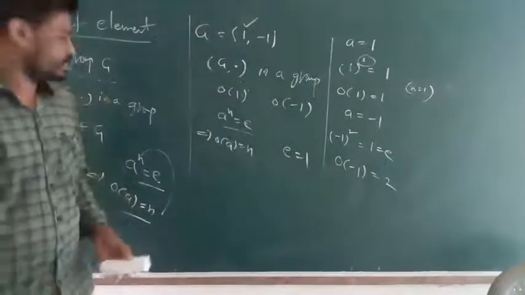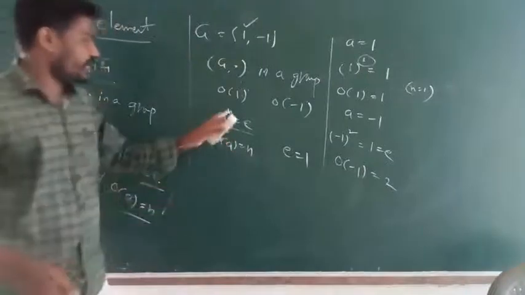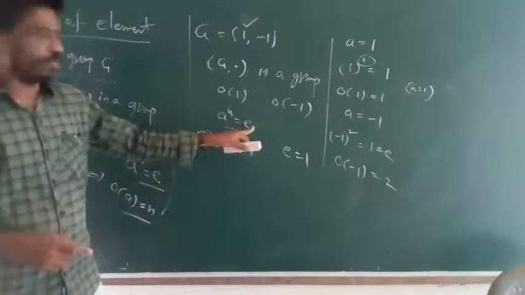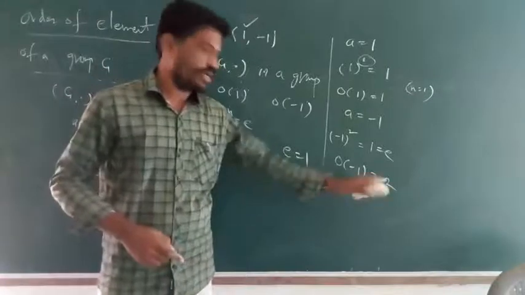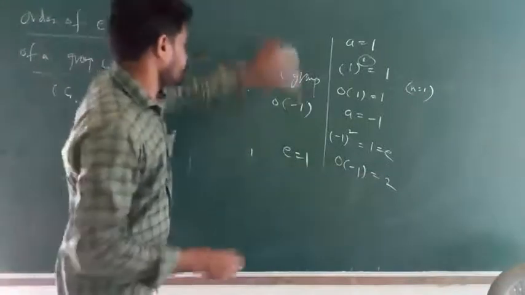So this is the process. You can select any element and give powers, until it equals the identity element. So that is the order. Order of -1 equals 2. Another problem.